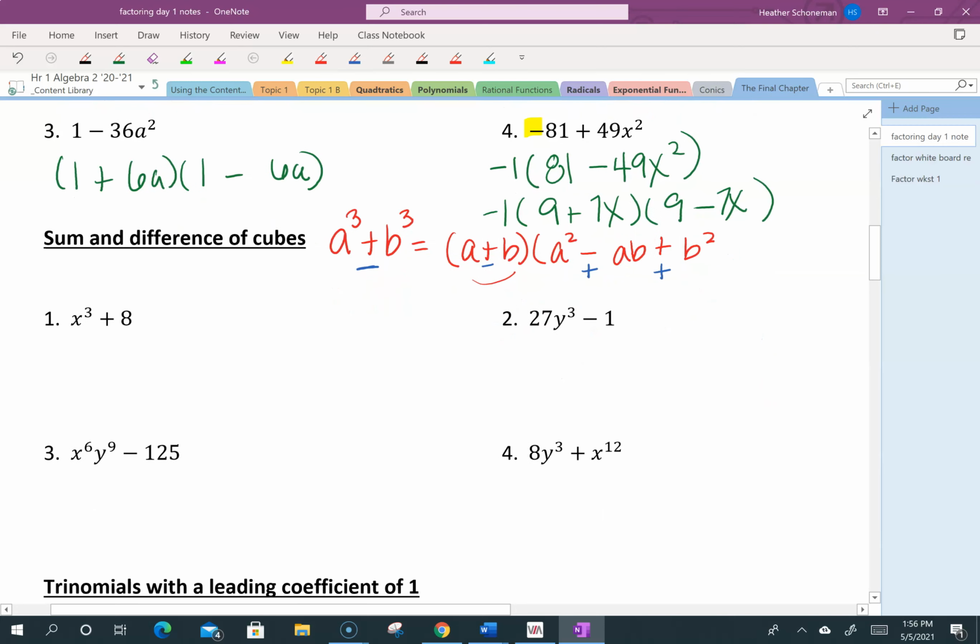So looking at number 1, x cubed plus 8. Well, it fits our pattern. It's a binomial. We can take the cube root of everything. So the cube root of x cubed is x. The cube root of 8 is 2. And the sign stays the same in the first parentheses.